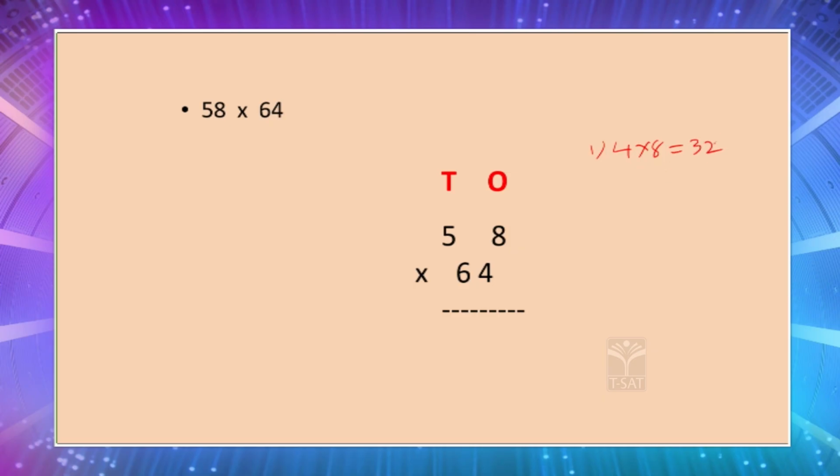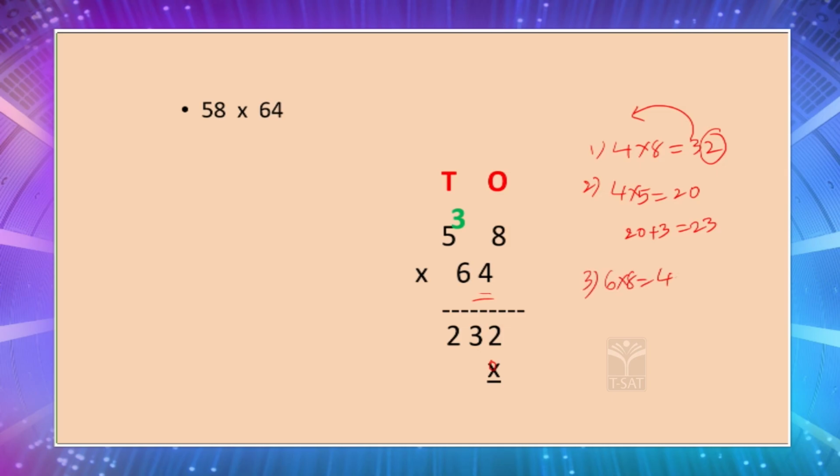We get 32. From 32, 2 will be written in the resultant place and 3 will be moved as a carry. Second step, 4 into 5 equals 20 and 20 will be added with the carry forward 3, we have 23. So this 23 we can write in the resultant. And after that we have to multiply with 6 also. Here 6 is in the tens place, so it has the place value 60. So we have to put here 0 or a cross mark, right. Okay, good.